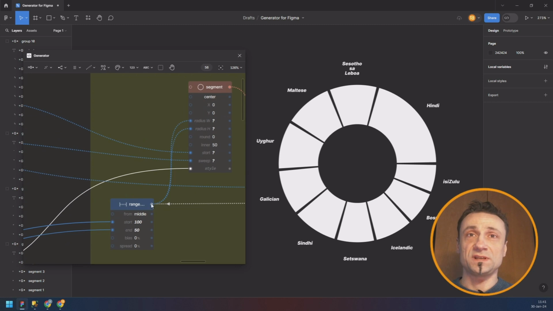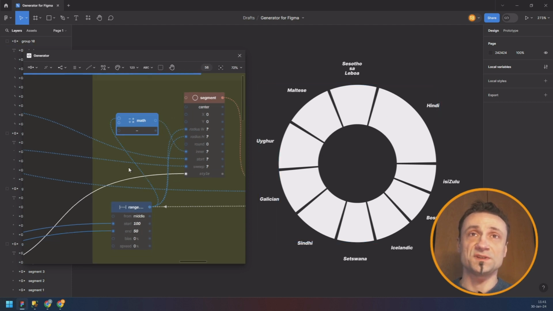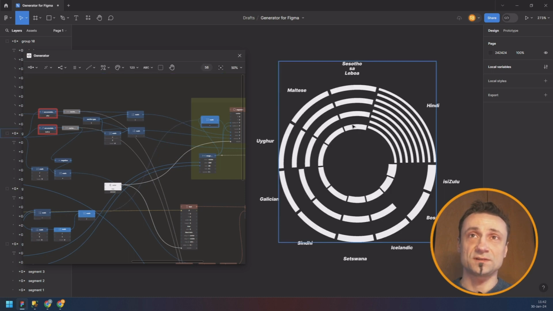Now, before I can use it, what I need to do is I need to take the outer. So let me just get a math node. I'm going to subtract. I'm going to plug the outer in here. This will then go into the inner. For now, it's the same as the outer, so they're going to disappear now because it's going to be the same. And then this goes into this math node, which is where I subtract from the outer the thickness.